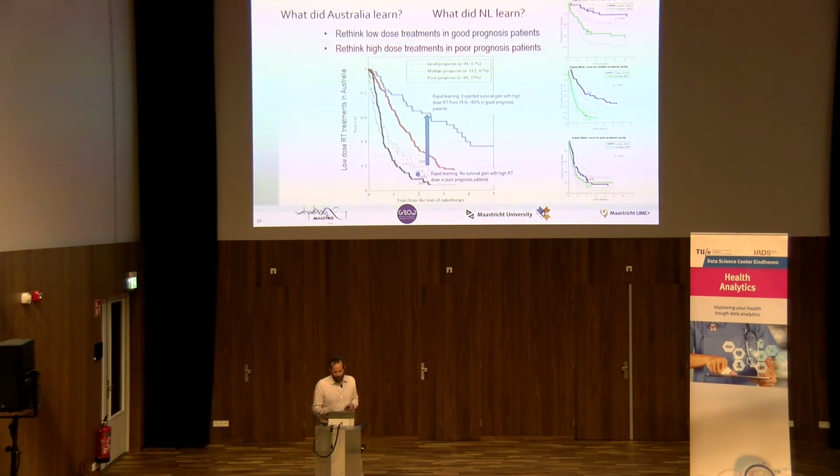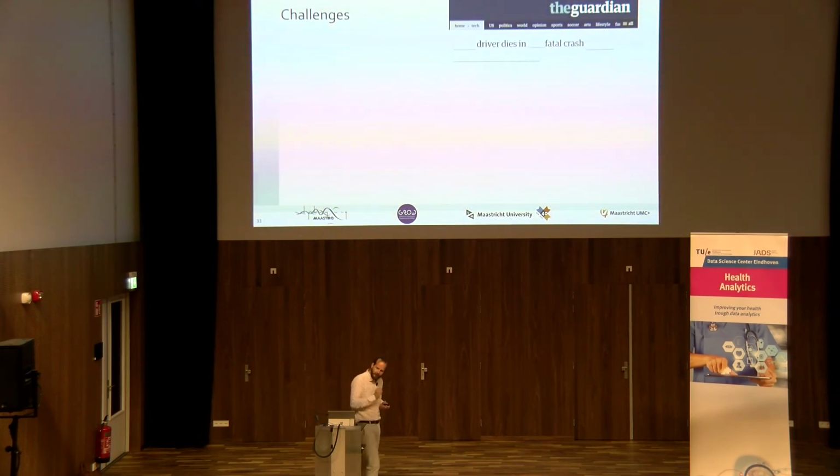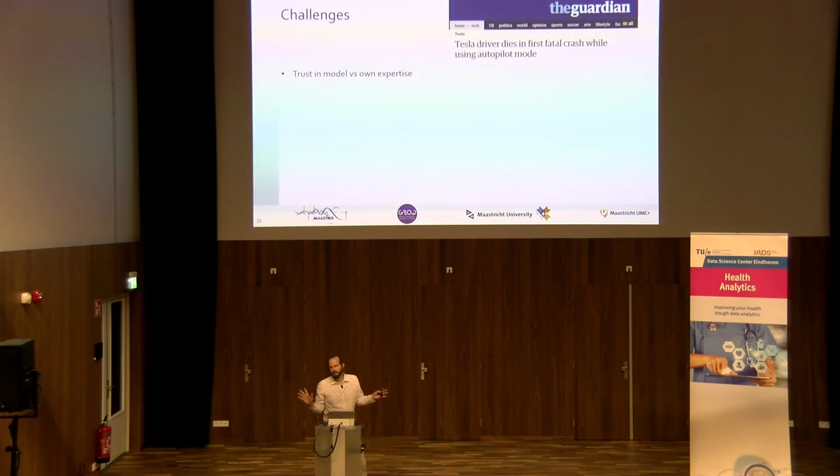So what are some challenges then? I'm almost done. What are the challenges that we still face? Well, this is one of them. If you look at this headline in The Guardian, driver dies in fatal crash, you might say, well, you know, the driver might have drunk or, you know, looked at their smartphone. So it's not really news, right? Driver dies in fatal crash. But when we say a Tesla driver dies in fatal crash using autopilot, we say, oh, that's terrible. The Tesla is to blame.